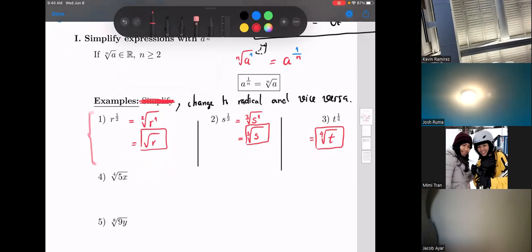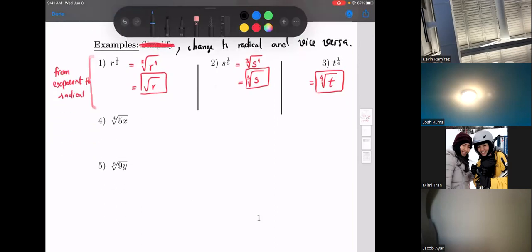So these right here are from exponents, rational exponent, to radical. The last two will be, you do the opposite. You reverse engineer. It will be from radical, because given is radical, I want you to change into exponent, rational exponent.